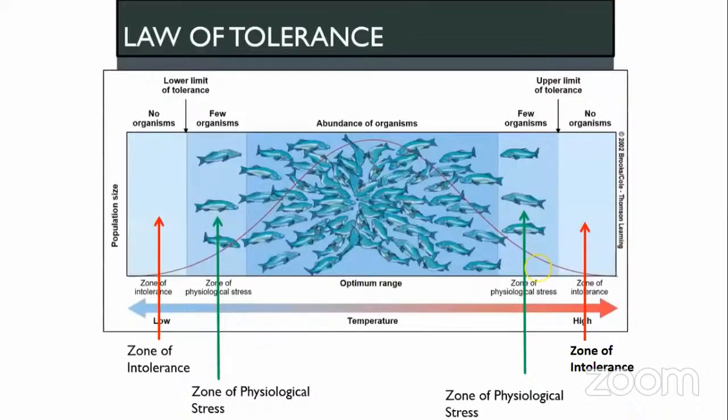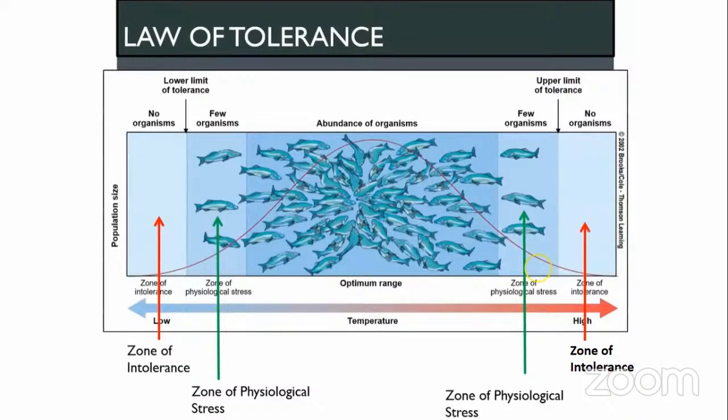So here's a schematic diagram explaining this point further, the law of tolerance. You can see with the red arrow, it is the zone of intolerance, and it shows the distribution of these species over different temperature zones. When the temperature is very low, that is the zone of intolerance, and there will be no species present here. Similarly, when it is very high, it is also the zone of intolerance and there will be no members of the species present. And there is the zone of physiological stress. You can see it on both sides with the green arrow.